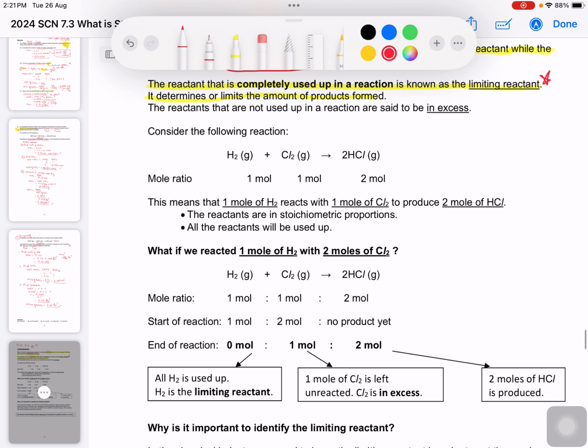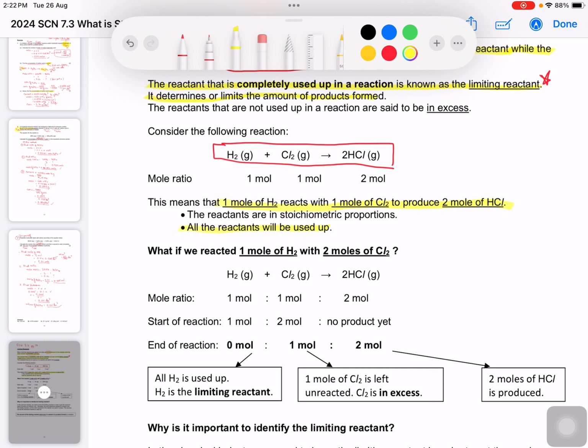Let's say you have this equation. You have H2 plus Cl2 giving you HCl. What is the mole ratio based on this equation? Mole ratio is 1:1:2, right? That means that 1 mole of H2 reacts with 1 mole of Cl2 and then 2 moles of HCl will be produced. If you manage to react the correct amounts, then all the reactants will be used up because you are using the exact amounts needed for the stoichiometric proportion, 1:1:2.